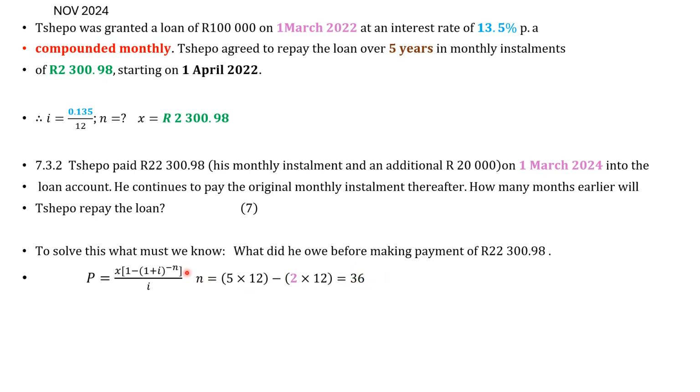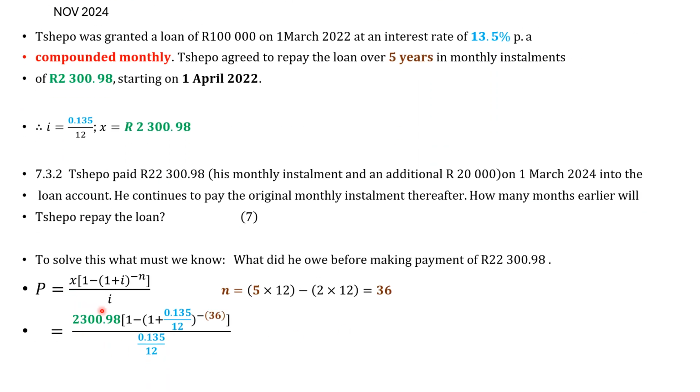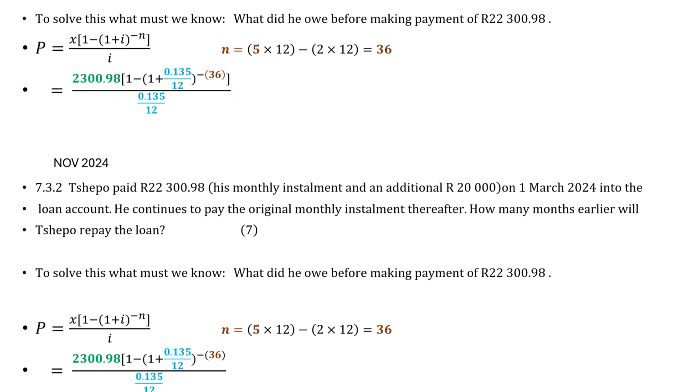So we need to know what the balance outstanding is for the last 36 months before he starts paying that. So here n would be 36, i is still 0,135 over 12, and x is still 2,398 Rand. If we substitute all of that in, x is 2,398, i is 0,135 over 12, and n is negative 36.